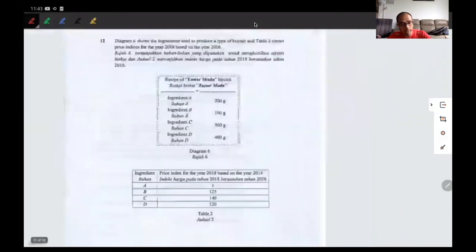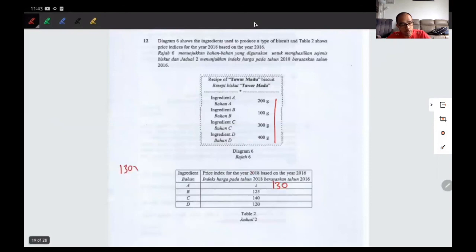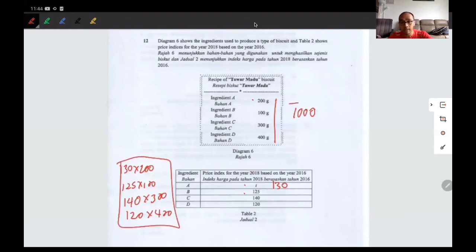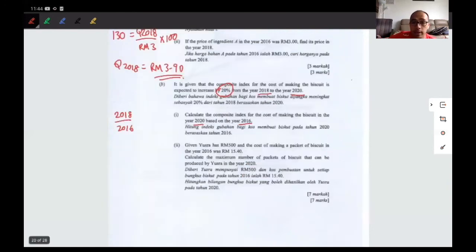Okay, so the first thing you need to do is calculate the composite index for 2018 over 2016. Okay, so this one, so this will be 130 times 200, 125 times 100, 140 times 300, and 120 times 400. Okay, A to A, B to B, C to C, D to D. Okay, then the total altogether will be 2134, so this will be 1000. Okay, so this total divided by 1000 will give you the composite index of this biscuit. Okay, so according to this answer, the composite index is 128.5.